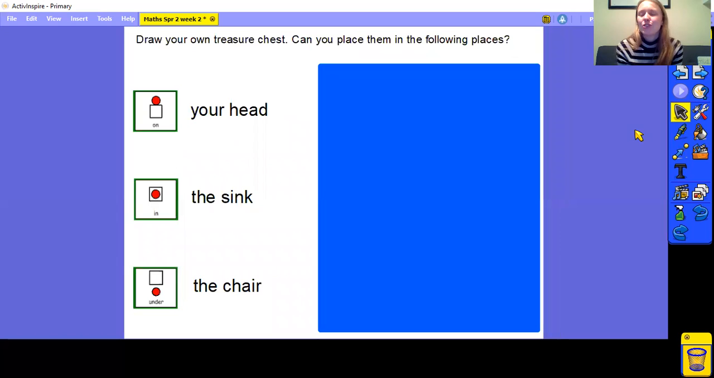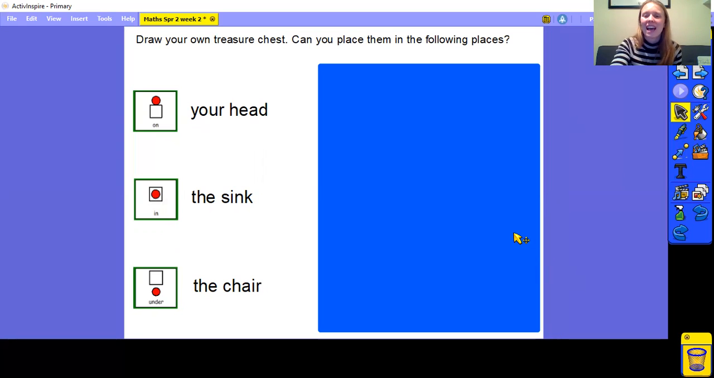Okay, here is your task for today. What I'd like you to do is draw a picture of your own treasure chest. Then see if you can place it in the following places. You need to place it on your head, in the sink, under the chair. Pause the video while you do all of those and then come back and I will swap it over so that you can see the next ones.